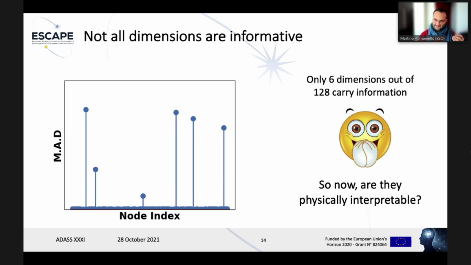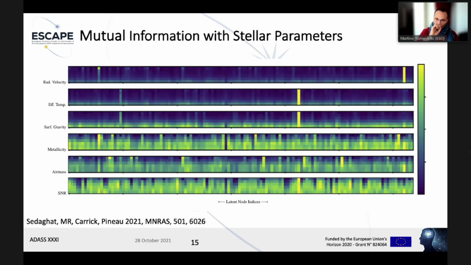What is it that it has learned? Can we interpret that? If we now plot, on the x-axis are just the indices in the latent space from 1 to 128. And we try to see if those 6 dimensions correlate with known stellar parameters: radial velocity, effective temperature, this is going in vertically, gravity, metallicity, and airmass. And you see that in 3 cases out of 6, it does.